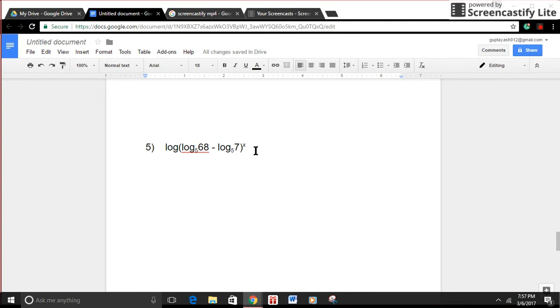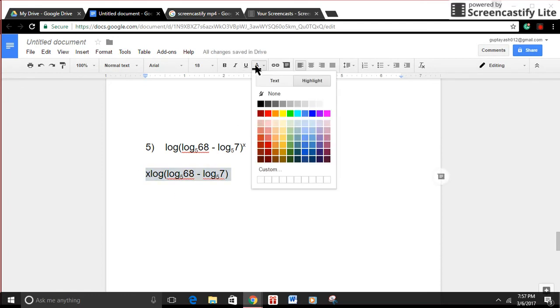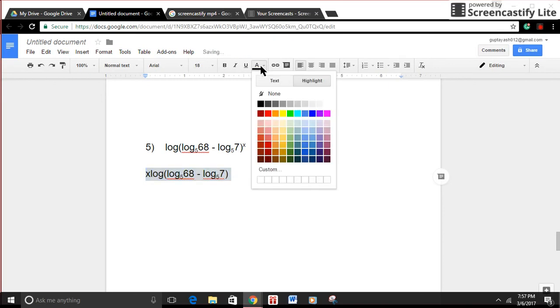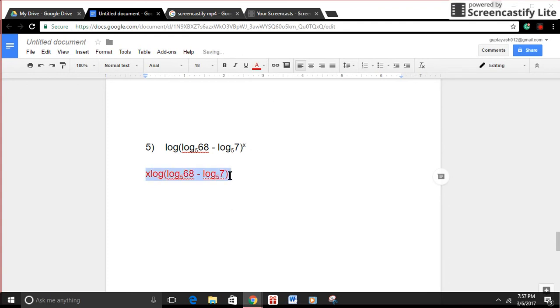Number 5. Oh, this is a little tricky one. First, we're going to move this exponent because I really don't like that exponent over there. Control C, Control V. Let's remove this exponent and put it over here. And I really want this to be red, not highlighter. You can do that. Red right here. And then over here, you can do the change of base rule. So if you do that, so x log.